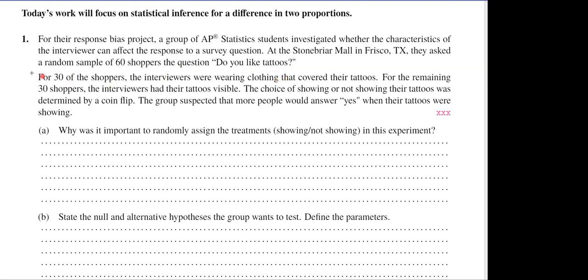All right. And for 30 of the shoppers, the interviewers were wearing clothing that covered their tattoos. And for the remaining 30 shoppers, the interviewers had their tattoos visible. The choice of showing or not showing their tattoos was determined by a coin flip, right? So it was determined randomly. The group suspected that more people would answer yes when their tattoos were showing.